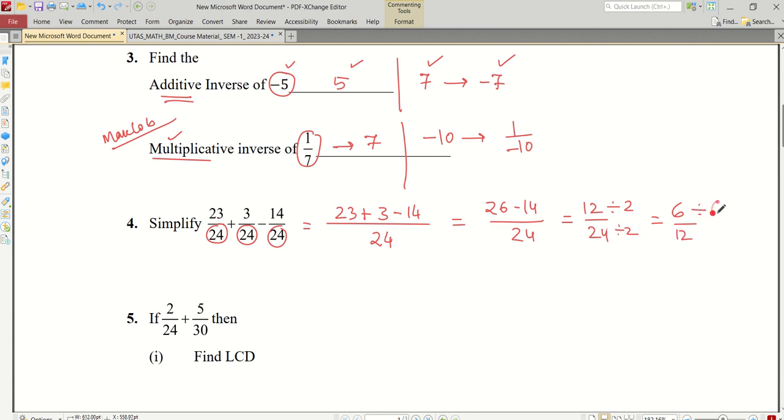Now you can divide by 6. So 6 divided by 6 is 1, 12 divided by 6 is 2. So 1 by 2 is the answer in this case. So just remember, here you can see same number. So it is very easy. We will write same number here and numerator we will copy 23, 23 plus 3 minus 14, and simplify. This is very simple.